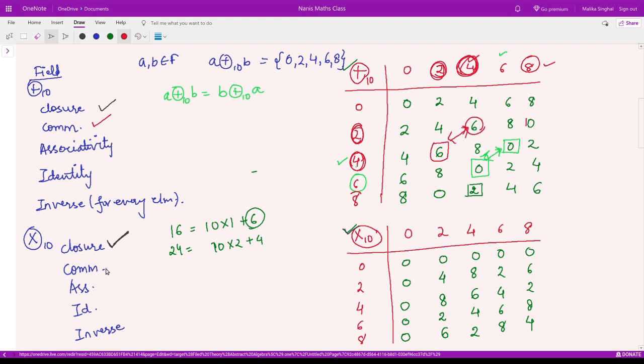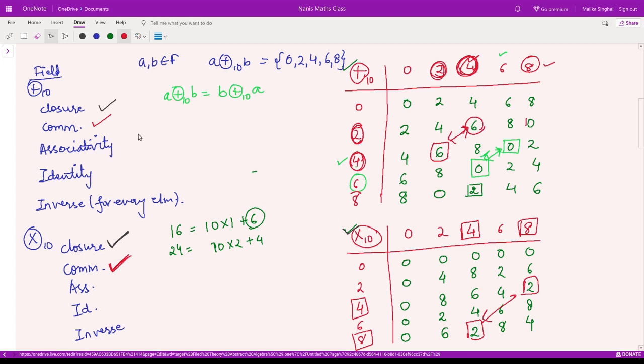Similarly, we have to check the commutative property here. If I take 4 and 8 here, let us see what we obtain. 4 multiplication modulo 10, 8 would be 2, and then if I reverse it, I take 8 here and 4 here, what do I get? I get again 2. So these two are the same, right? So we have this commutative property valid here, right?